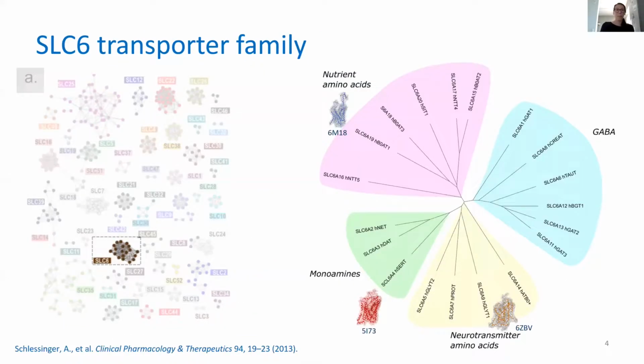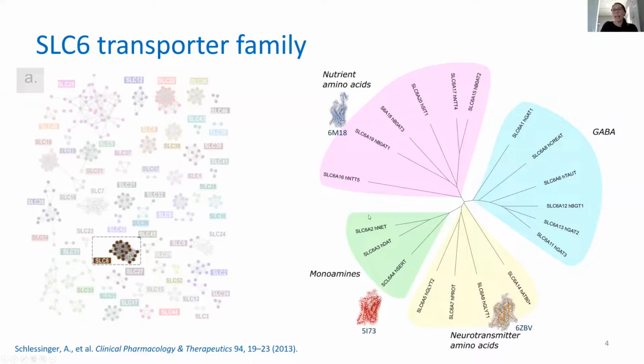Okay, and this brings me back to the overview of the different SLC6 transporters. Here I want to particularly focus on the SLC6 family, which is probably the most well investigated family. When we have a closer look at the 19 different transporters within the SLC6 family, we see that we have 4 different subgroups.